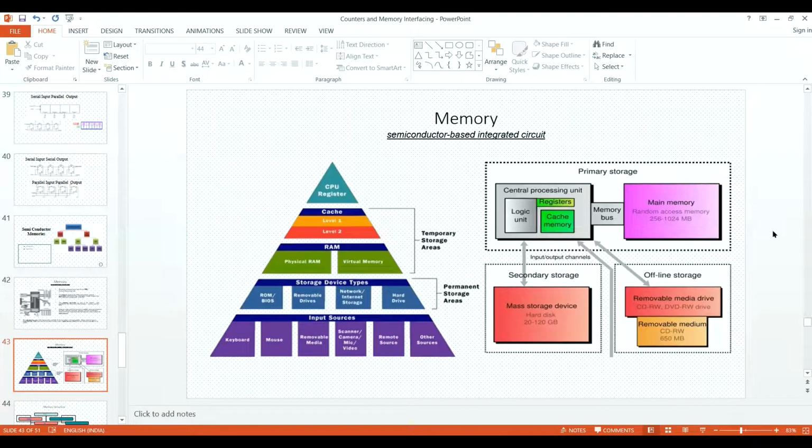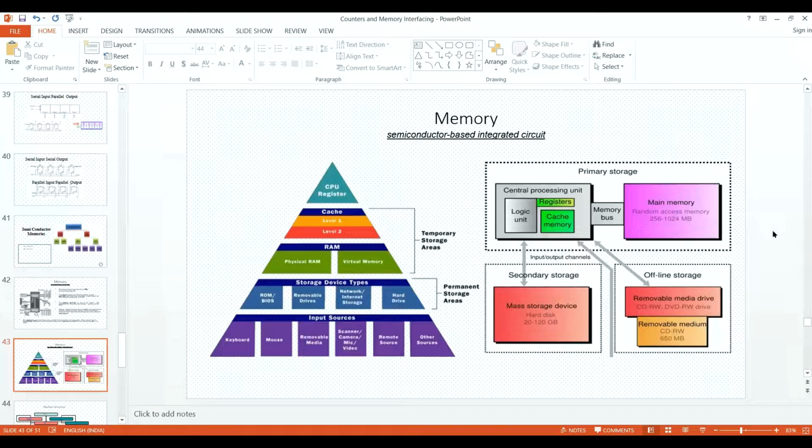You can see mass storage devices, and removable media drives. The central processing unit has registers and cache memory. The register capacity depends upon the type of processor we are going to use. Then we have input sources, in which we have a keyboard, mouse, removable media, scanner, camera, remote source, or other sources. These also have some kind of memory.